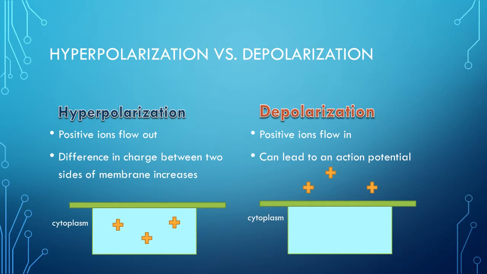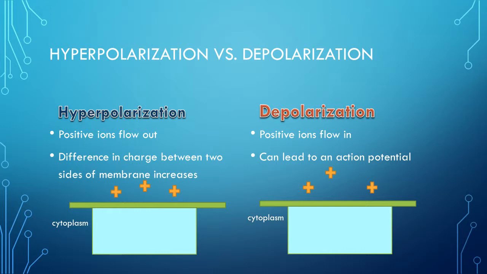Speaking of depolarization, let's talk about hyperpolarization versus depolarization. What we're comparing here is the direction of movement of positive ions, such as sodium or potassium, as they move across the membrane. In hyperpolarization, positive ions are going to move out, and the difference in charge between the sides of the membrane is going to increase. This is because the cytoplasm is normally more negative than the extracellular fluid. So if even more positive ions flow out, the cytoplasm is going to become even more negative. For example, the cell might go from -70 mV, which is resting potential, to -75 mV.